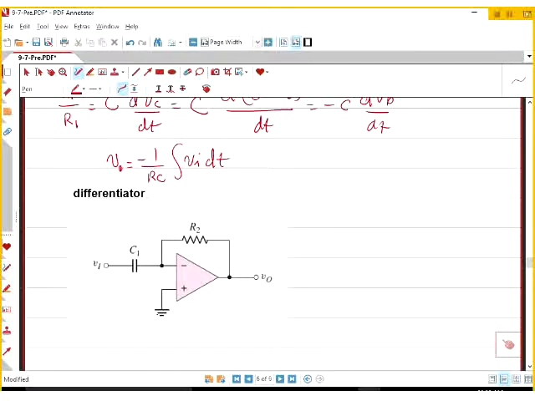Okay. Next is the differentiator. Same as before, if you have that input, the differentiator of t is 1, so your output is going to be a square wave.